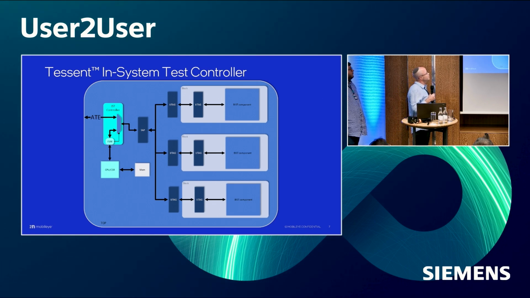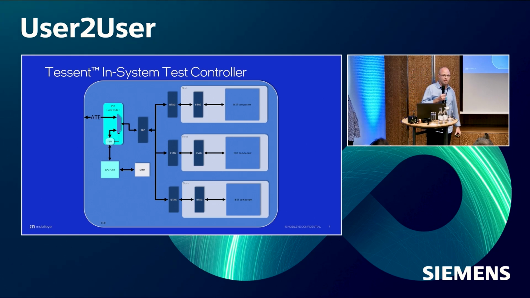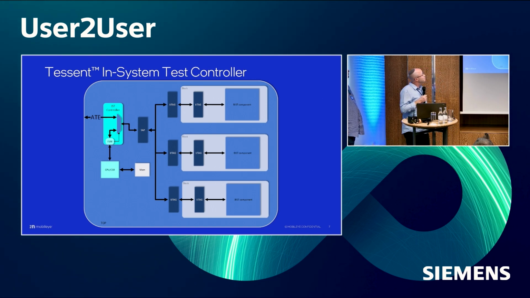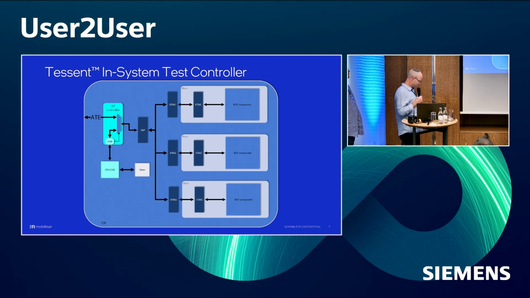If we're already in field and this logic should have a fault, the first mission mode test will actually fail, so it's easily detected. But how do we actually make sure we cover this in the production phase before we deploy our device? And of course that's important, right? If that doesn't happen, we won't be compliant to the standard. So how is that done?